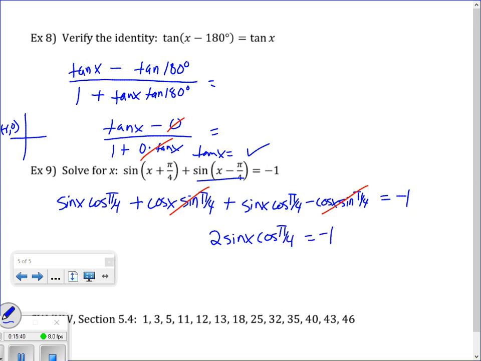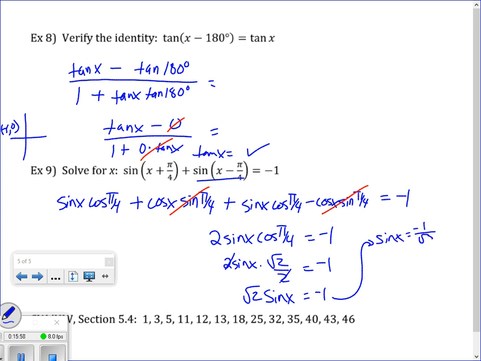Well, I know the cosine of pi over 4. Why don't I just put that in there right now? So I have 2 sine of x, cosine of pi over 4 is square root 2 over 2. So the 2's cancel. So I have sine of x times radical 2 equals -1. So I end up getting that the sine of x equals -1 over radical 2. So if we rationalize that, I get the sine of x equals negative radical 2 over 2. All right, so where does that happen? When is a sine equal to negative radical 2 over 2?